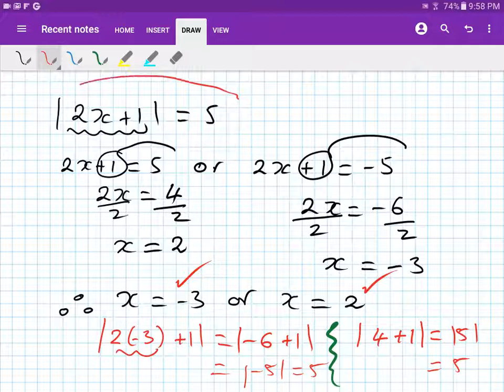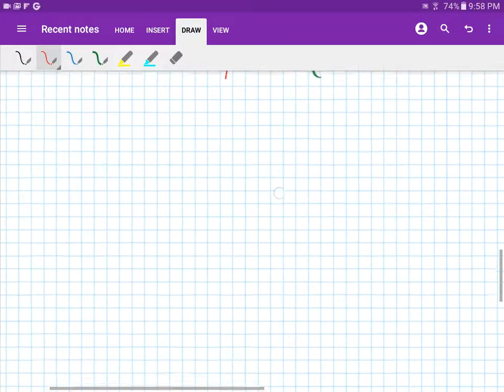Now with these types of questions, you don't need to test it, because the absolute value of a number equal to a constant means whatever that answer is, that's your answer. I just tested to show you that it is correct. That's all. Now let's move on to the second one.